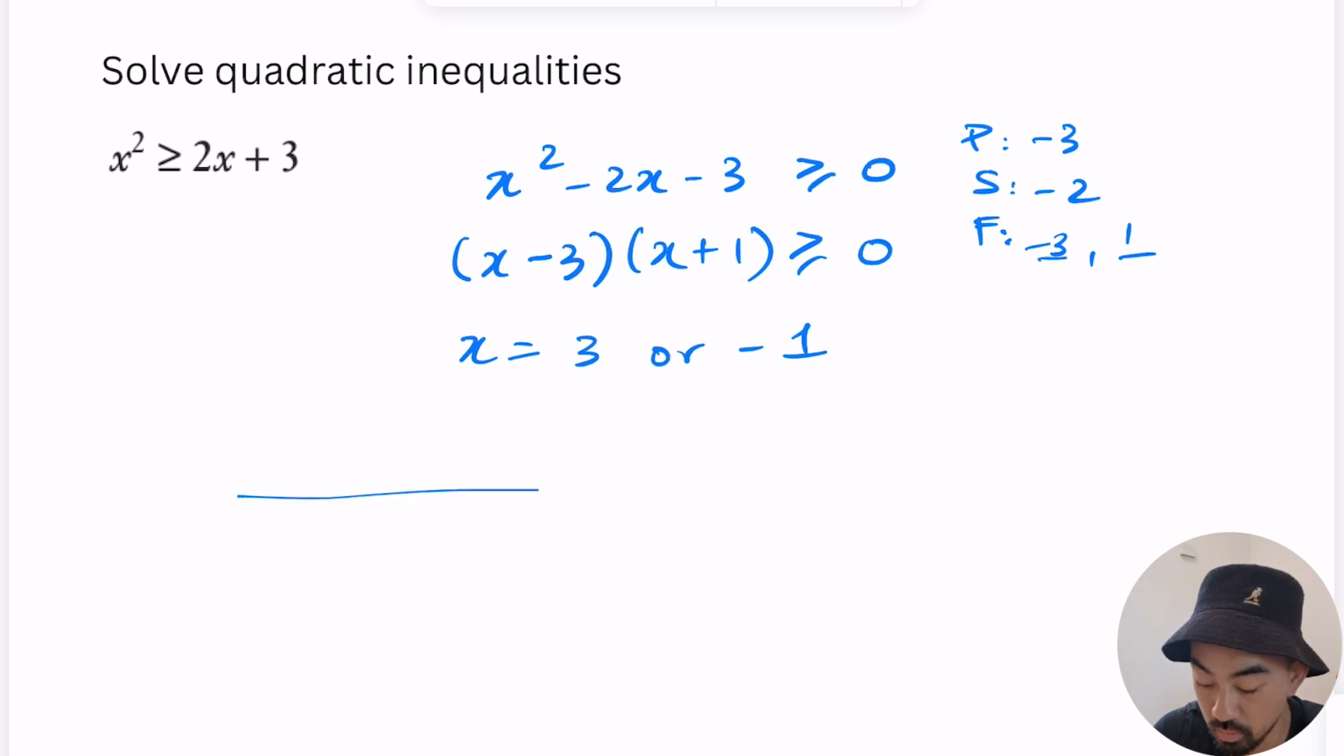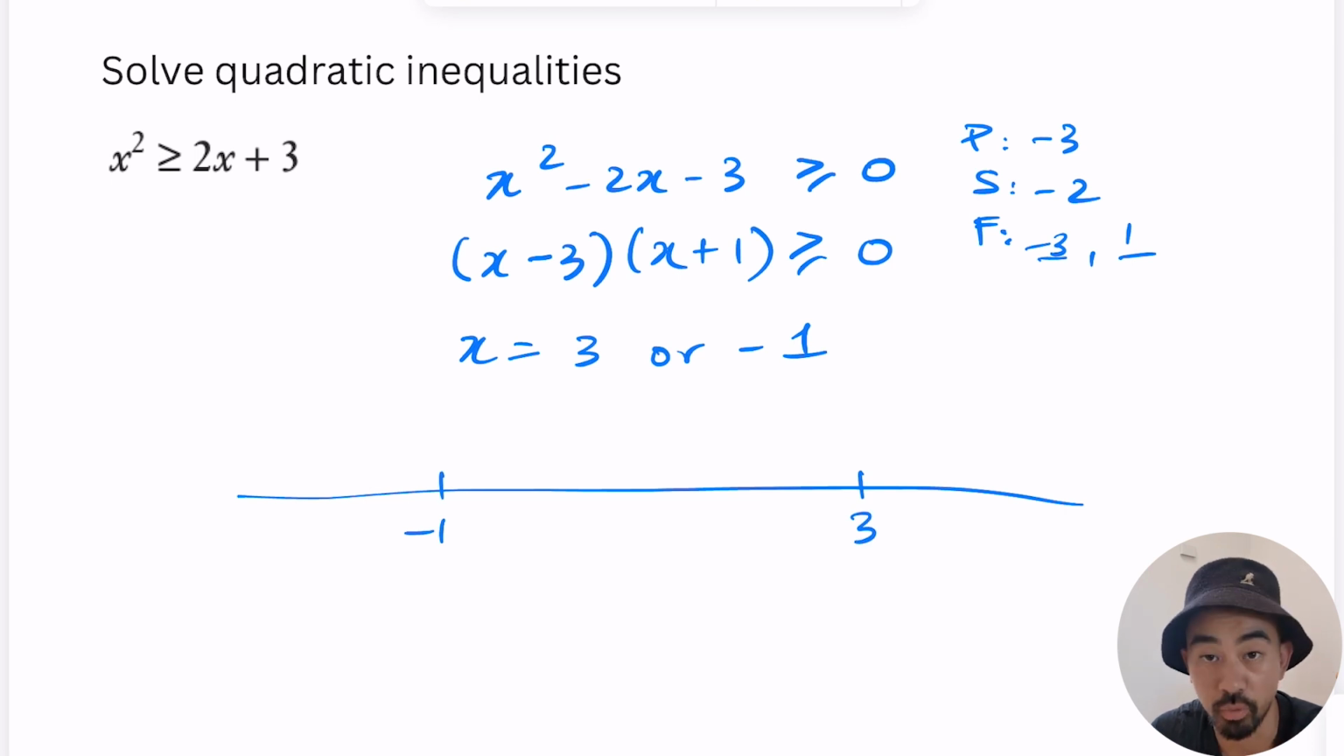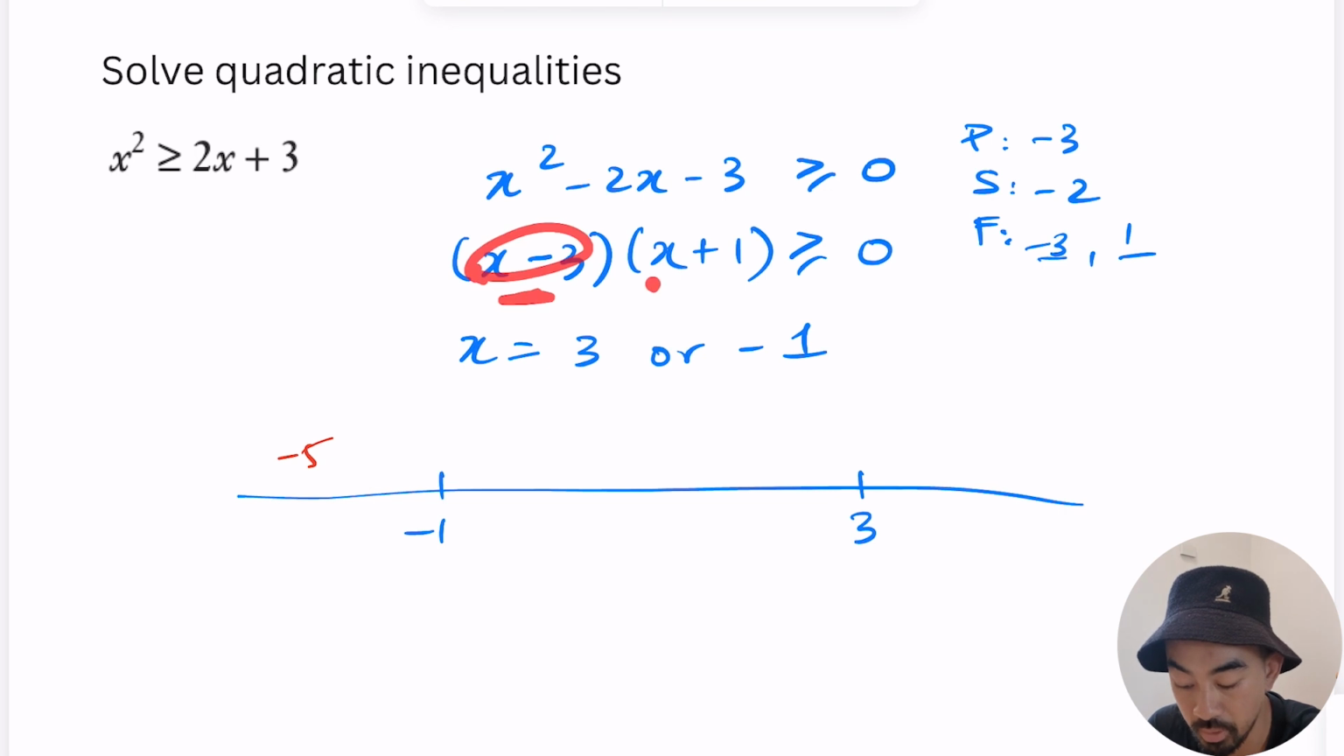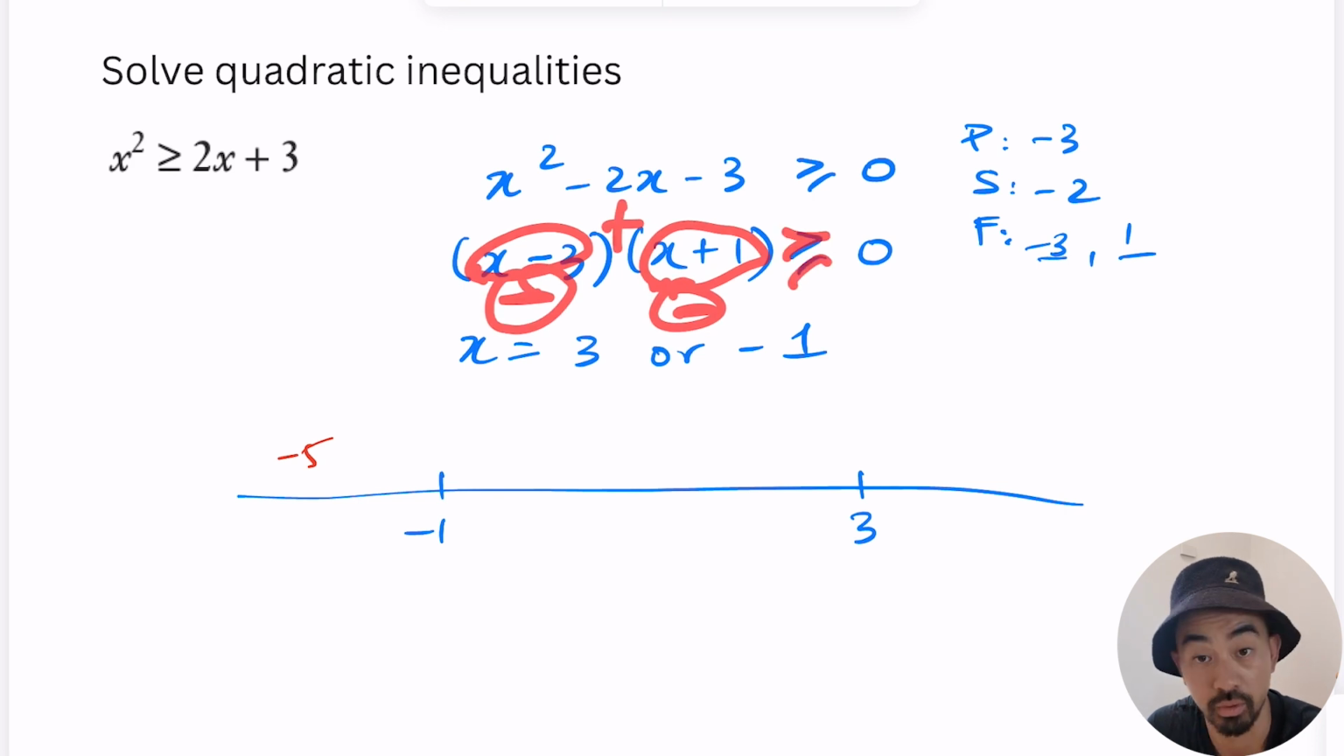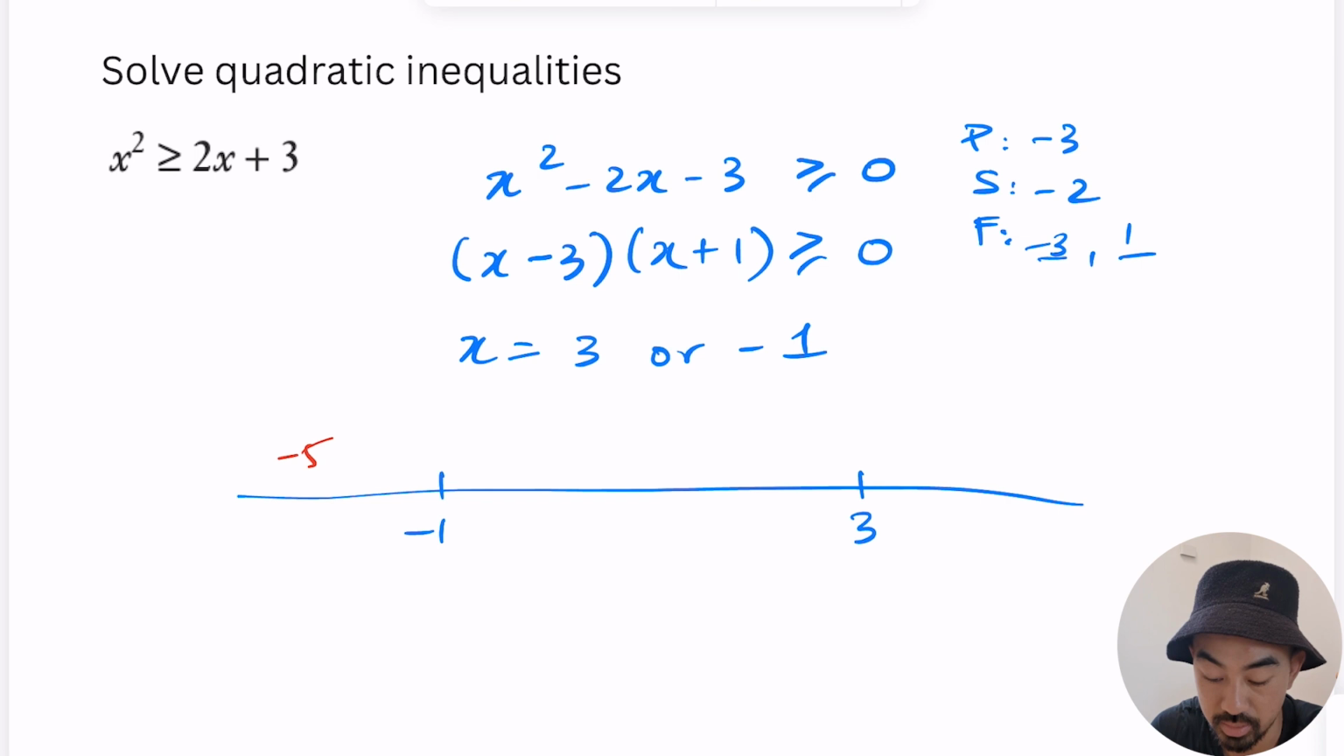Okay, so once again, whip up a number line, negative 1 and 3. 3 regions to test. What's smaller than minus 1? Let's go minus 5. So if I put in minus 5 here, minus 5 minus 3 is going to be a negative. Minus 5 plus 1 is going to be also a negative. Okay, so a negative and a negative make a positive, and a positive is greater than or equal to 0. So that is a tick here.